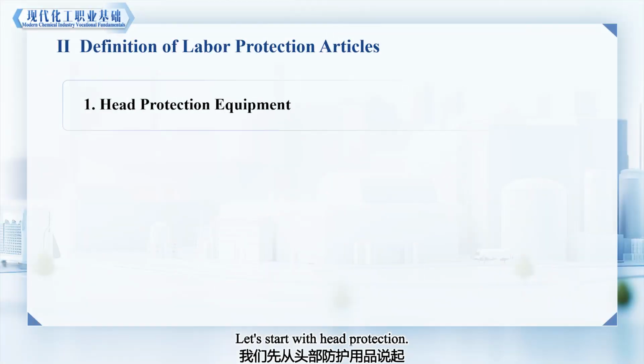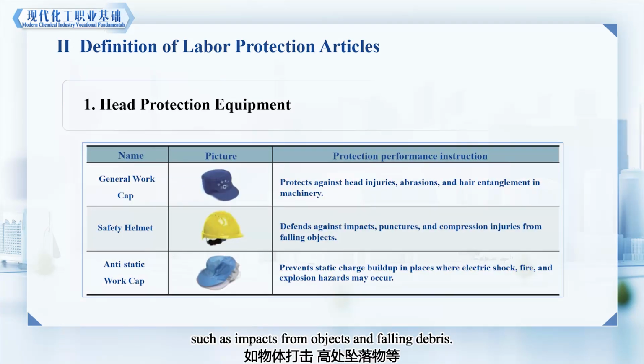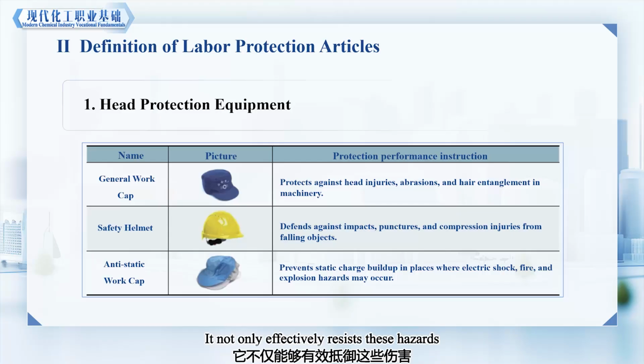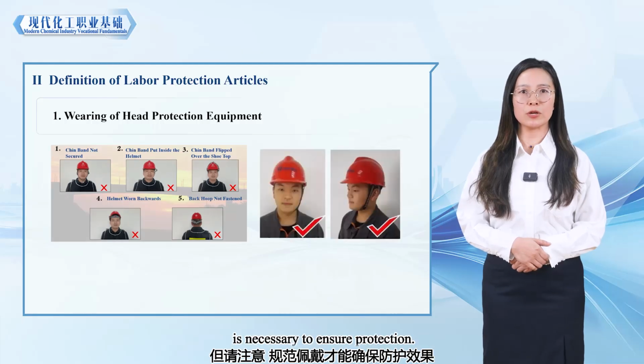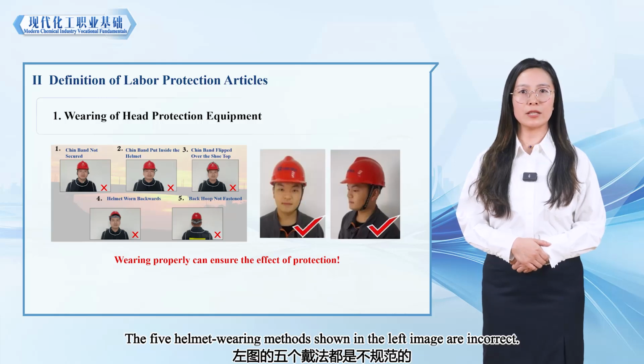Let's start with head protection. In chemical production, the head may face various potential hazards, such as impacts from objects and falling debris. Therefore, a safety helmet is an essential piece of protective equipment. It not only effectively resists these hazards, but also prevents hair entanglement, ensuring the worker's head safety. However, please note that proper wearing is necessary to ensure protection. The 5 helmet wearing methods shown in the left image are incorrect.